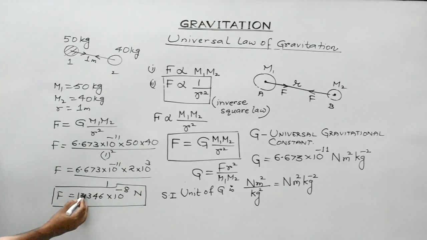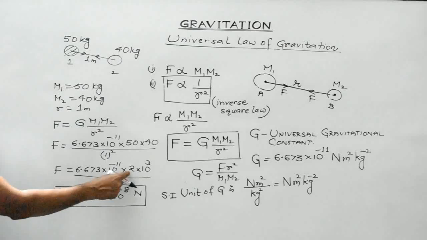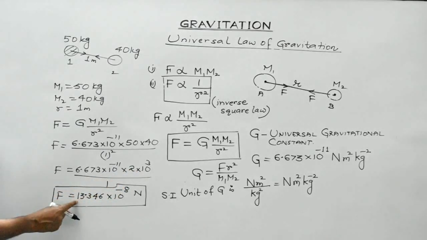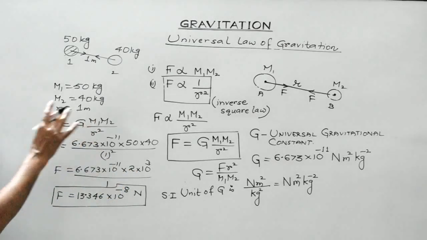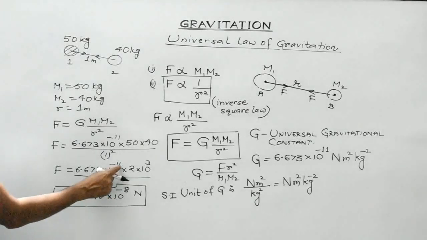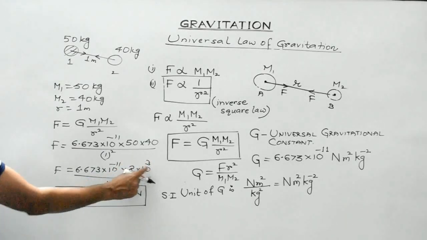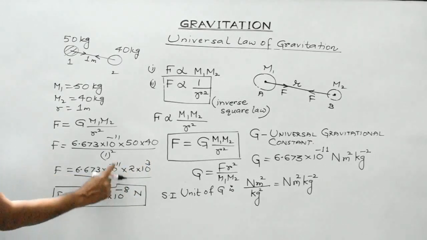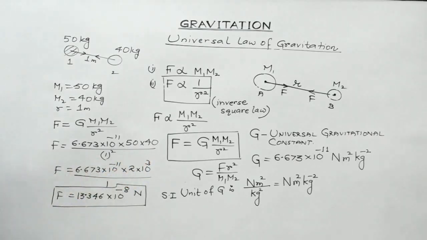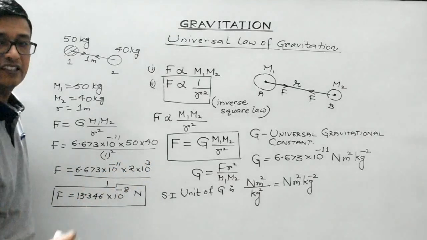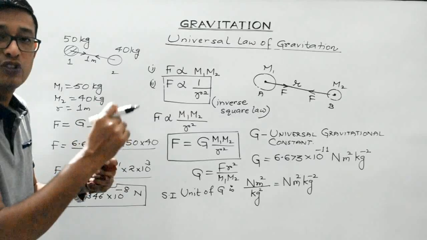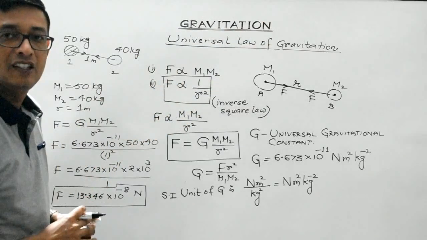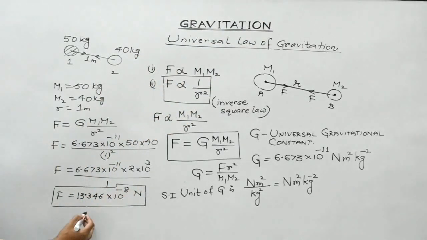into 10 raised to minus 8 Newton. If you solve it, 6.673 into 2 will give us 13.346 into 10 raised to minus 11 into 10 raised to 3. So base being same, the exponent or power will get added up. Minus 11 plus 3 will give us minus 8. So students, it's minus 8. So it is 0.00000 something. So this force is negligible.